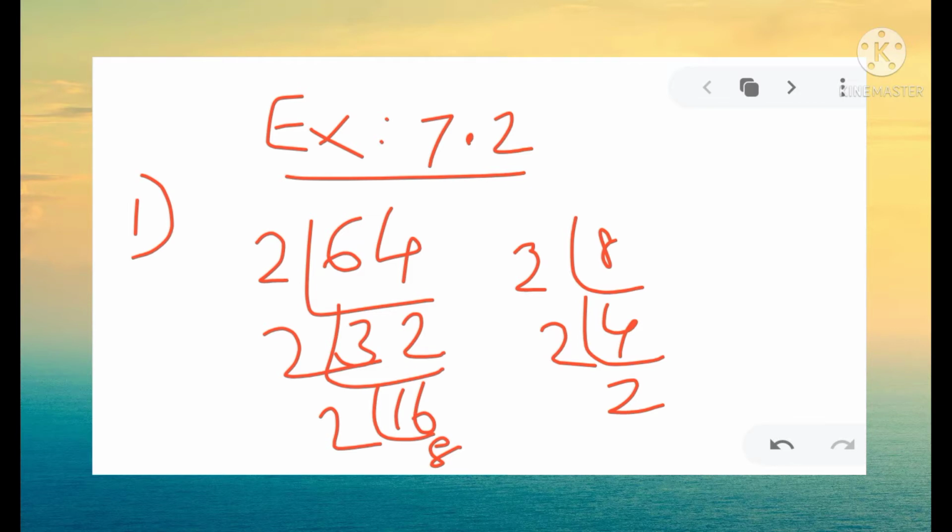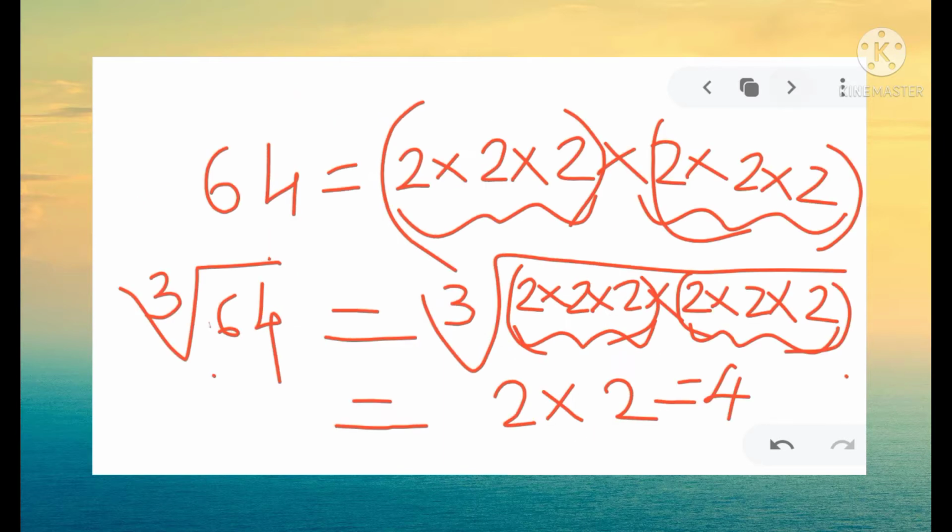Let us do the exercise 7.2. The first question, find the cube root of each of the following numbers by prime factorization method. Here we want to factorize the number 64. Here we got 64 as a product of 2 and how many times? 6 times we want to multiply to get 64. Here 64 can be written as 2 into 2 into 2 into 2 into 2 into 2.